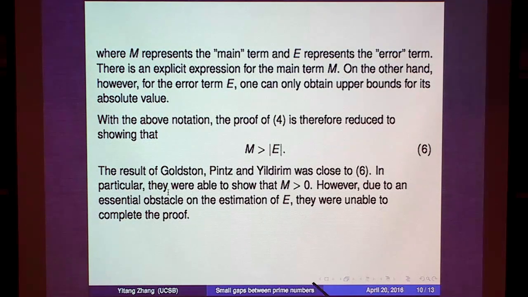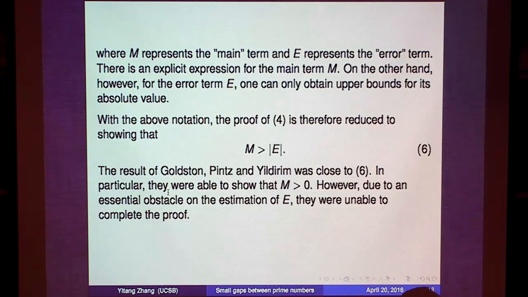So now the next, what I like to say is the result of Goldston, Pintz, and Yıldırım. They make the choice of the coefficients Cn, and they find that the main term is very close to the error term. And in particular, they were able to show that the main term is positive. Otherwise, we can do nothing. However, there is a very essential obstacle on the estimation of the error term. They were unable to complete the proof.